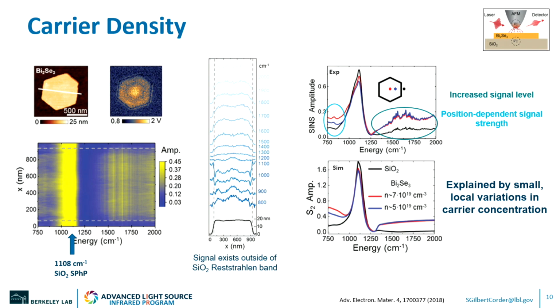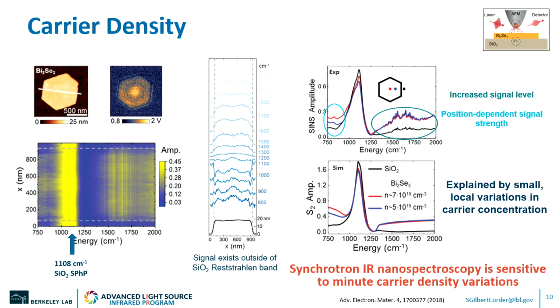And so this group was able to actually model this response and fit it very well simply by varying the local carrier concentration. Very, very small carrier concentrations will actually reproduce these results. And so this was kind of a nice example that this technique is sensitive to very minute carrier density variations that aren't always evident in other techniques.